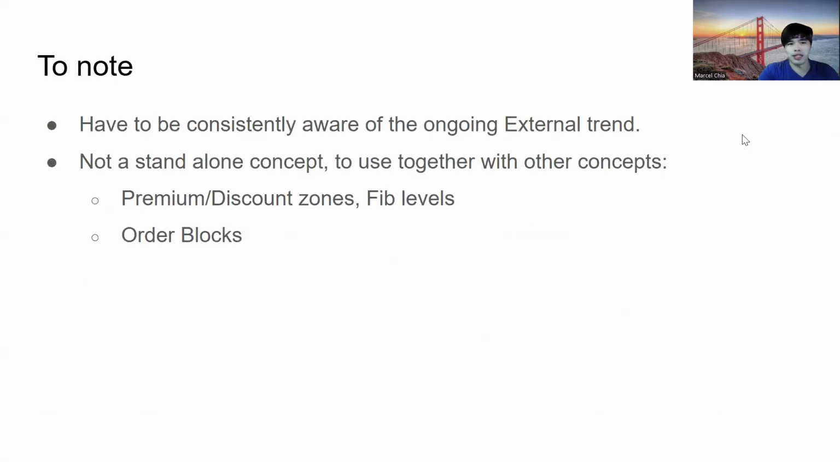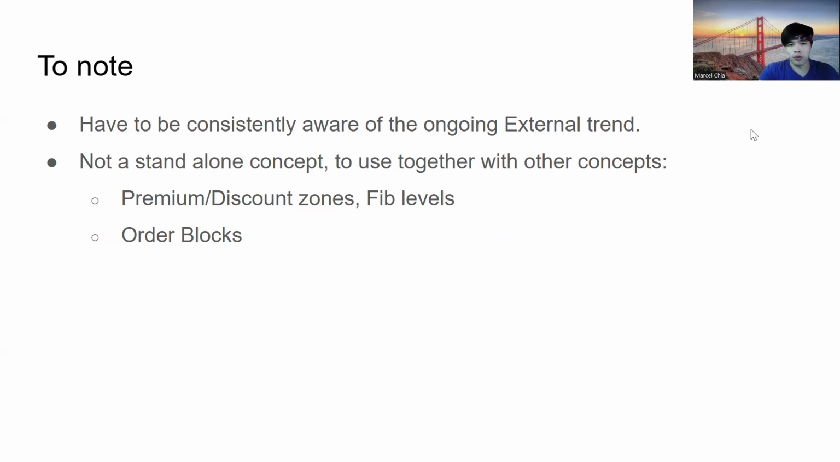So some of the things to note is that we generally have to be consistently aware of the ongoing external trend. Because let's say if you are taking a trend internally which aligns with the external trend, you know that you are able to hold for more risk reward ratio. But at the same time, if you are taking counter trend moves, you have to be more conservative by where you take profit as a result.